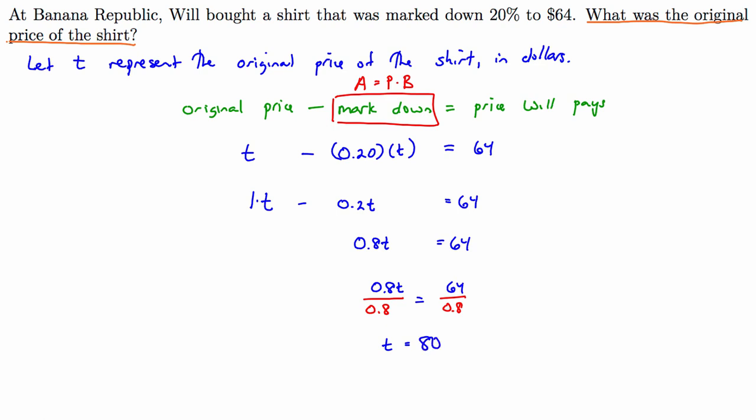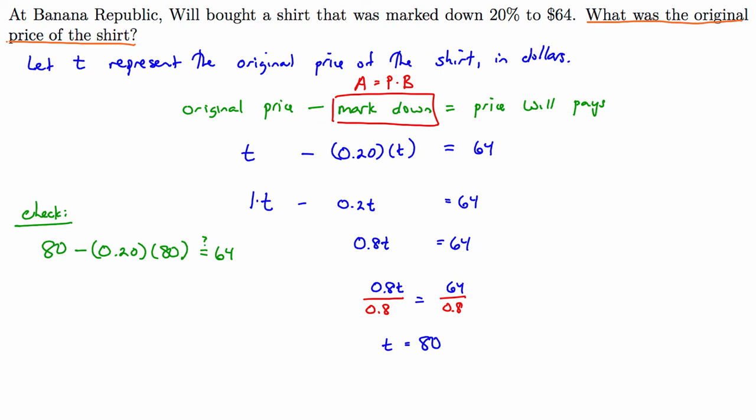This should mean that the original price of the shirt before the markdown would have been $80, but we definitely want to check this. So to check this, we know that we started with an original price of the shirt, and that shirt was marked down by 20% of the original price. So 80 minus 20% of 80, and it's a question: is that going to be equal to the $64 that Will would have been charged?